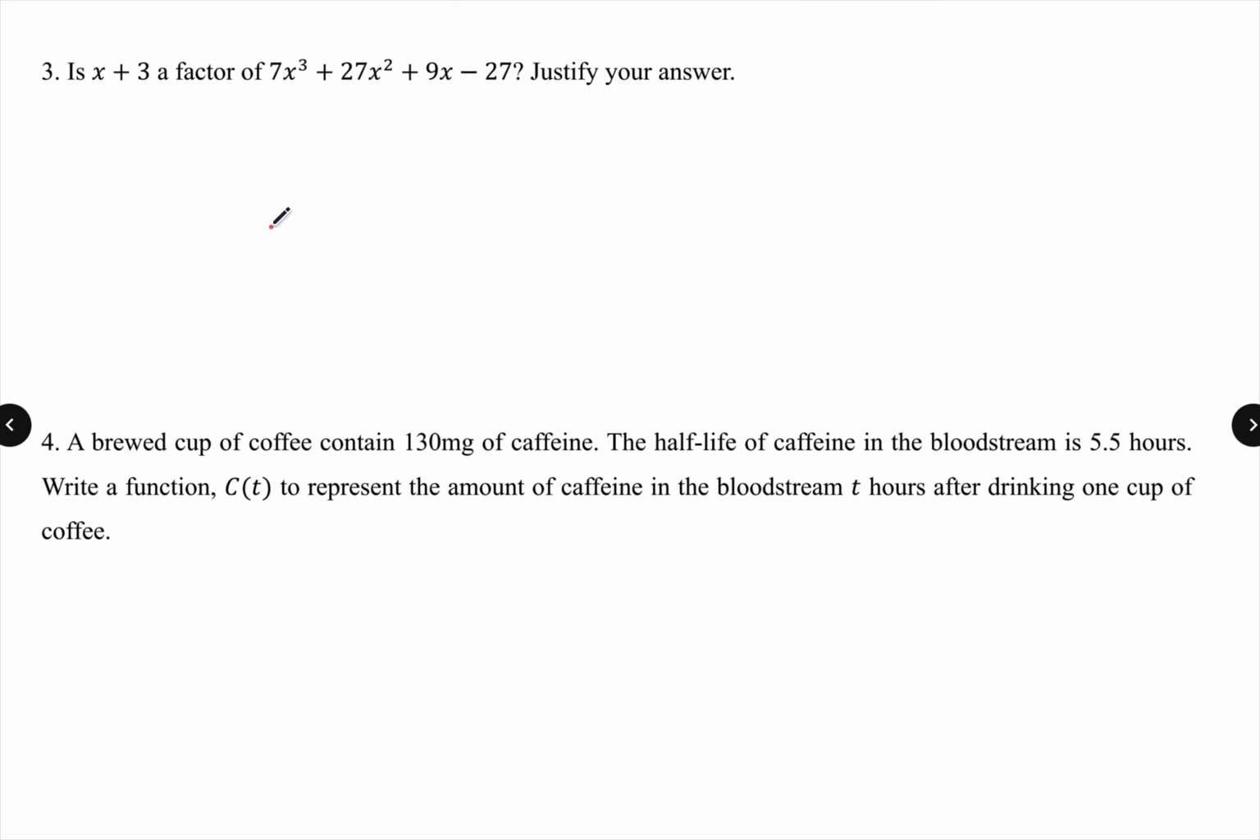But if I do it in my calculator real quick, what do I get? 7 times -3 cubed plus 27 times -3 squared plus 9 times -3 minus 27. I put that all in my calculator. What am I going to get? I'm going to get, basically, that f of -3 equals 0. So yes, it's a factor. Why? Because by using the remainder theorem, my remainder was 0. Cool.